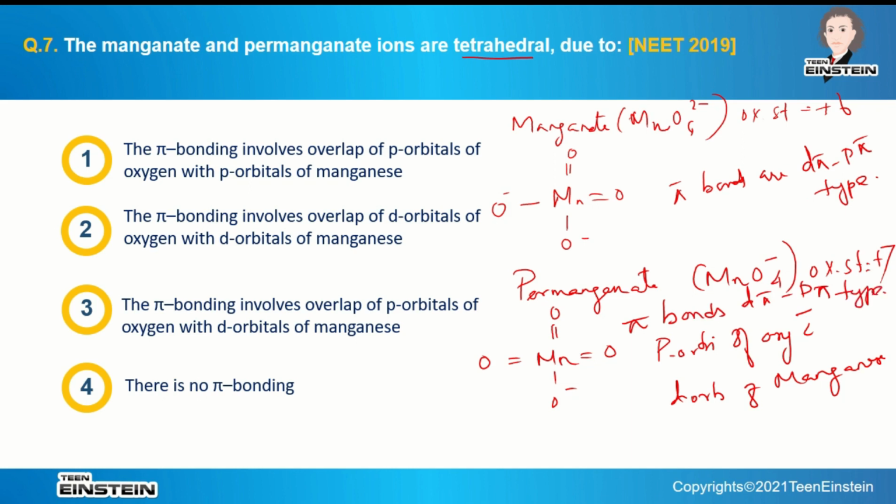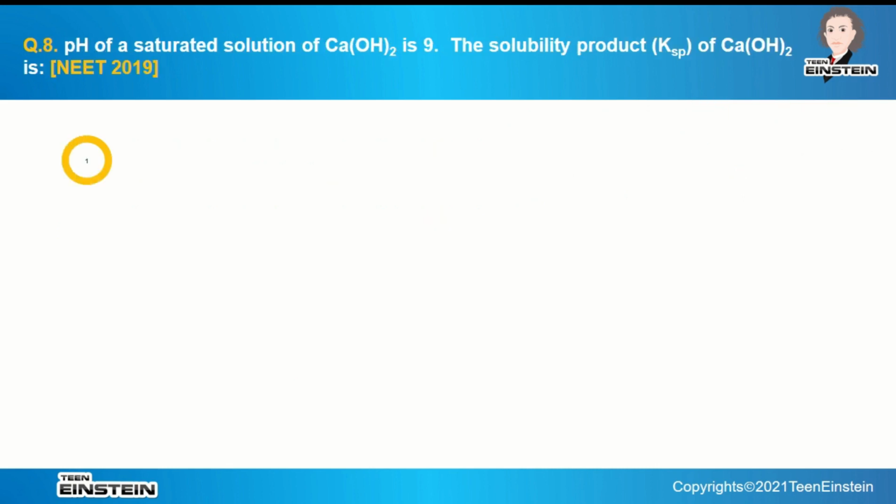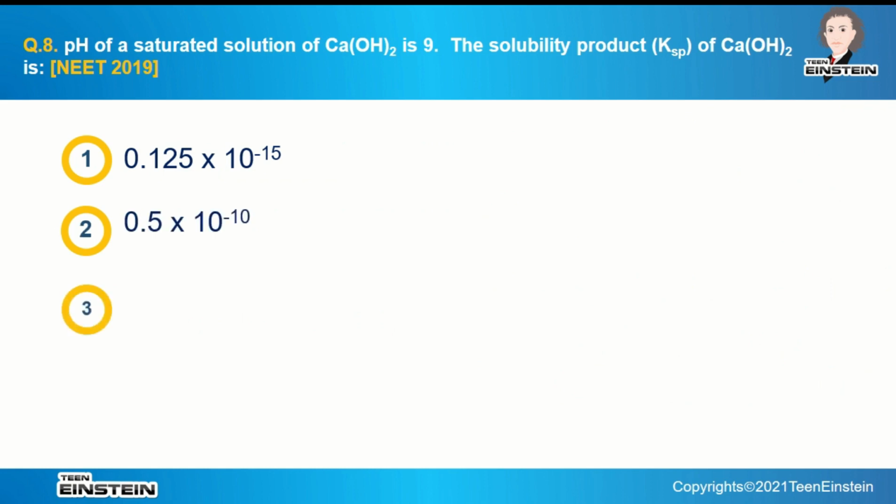So in both cases the bonding takes place by overlap of p orbitals of oxygen with d orbitals of manganese. So the correct answer is option number 3, that is, the pi bonding involves overlap of p orbitals of oxygen with d orbitals of manganese. Next, move on to the 8th question. pH of a saturated solution of calcium hydroxide is 9. The solubility product of calcium hydroxide is.